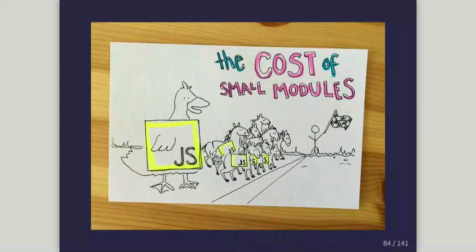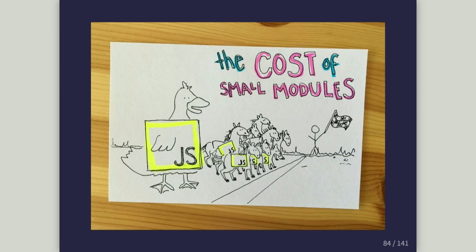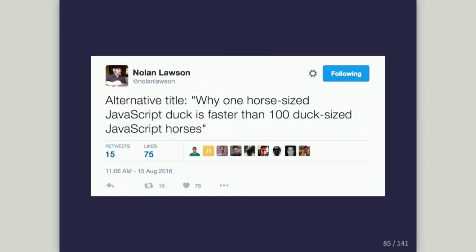All right, so he wrote this blog post called The Cost of Small Modules, and I was immediately drawn to it. It really had nothing to do with my interest in modularity. It was because he tweeted this, which I thought was fascinating. He said, why one horse-sized JavaScript duck is faster than 100 duck-sized JavaScript horses. I had to draw it. Clearly, this is what needed to happen. But this is a really interesting thing, and this is what he deals with in it.